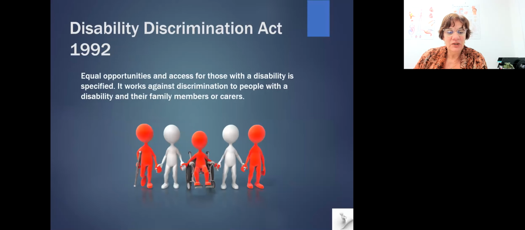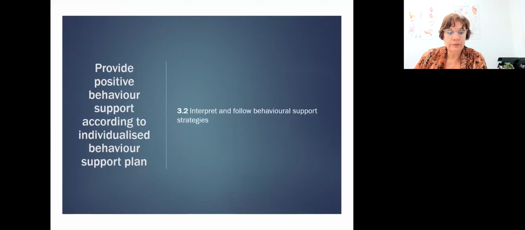So equal opportunity and access for those with disability is specified. It works against discrimination in people with disability and their family members. So this is the Disability Discrimination Act 1992.